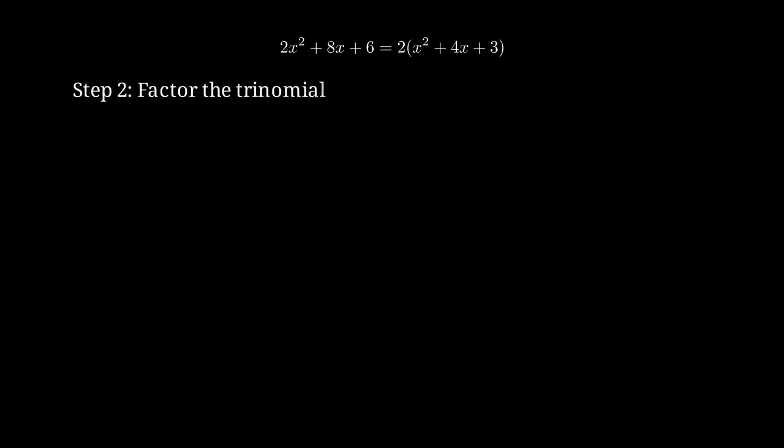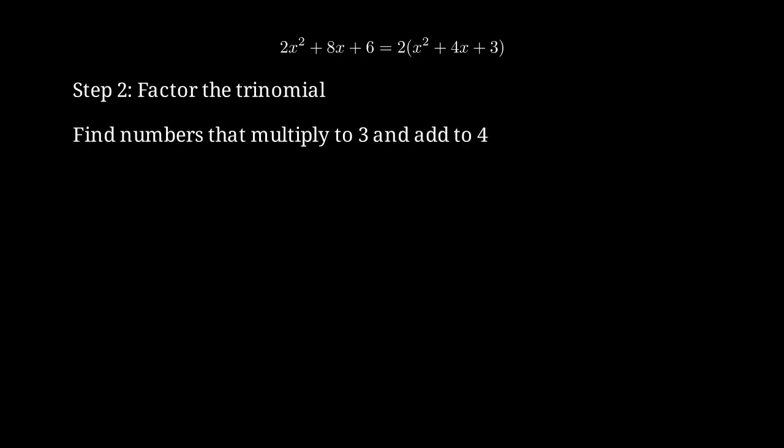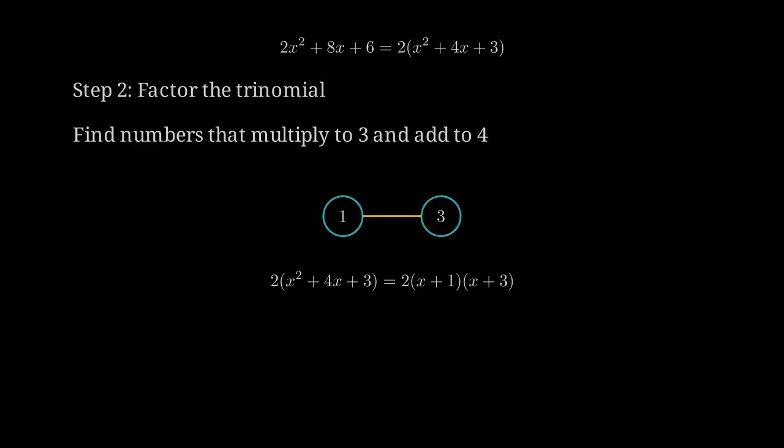Now we factor the trinomial inside the parentheses. We need numbers that multiply to 3 and add to 4. The numbers 1 and 3 work perfectly. Our final factored form is 2 times x plus 1 times x plus 3.